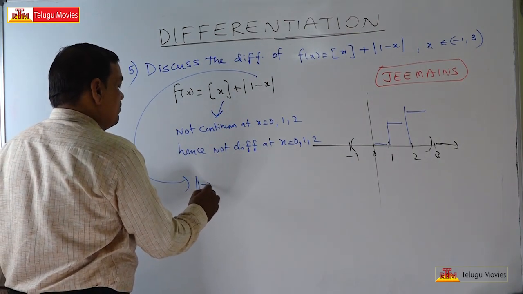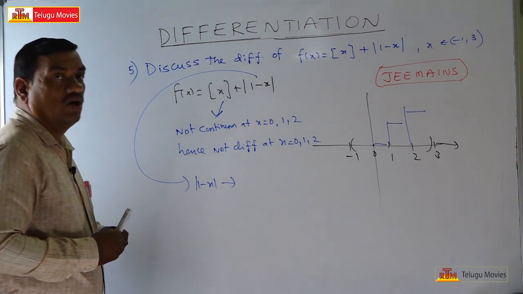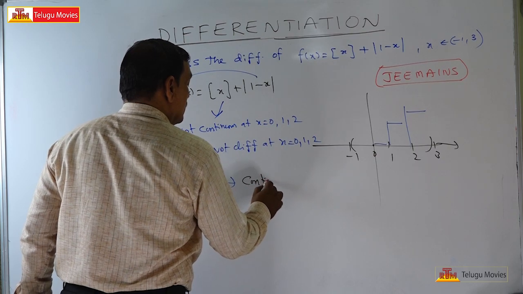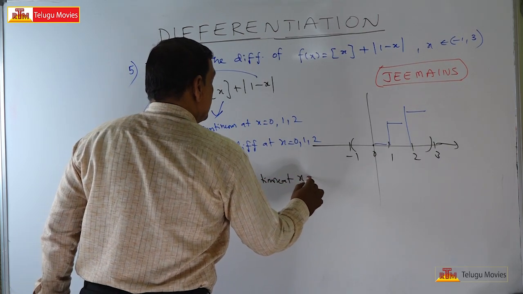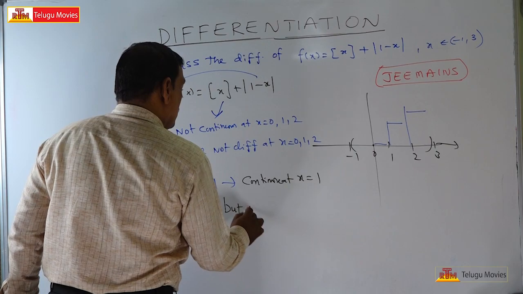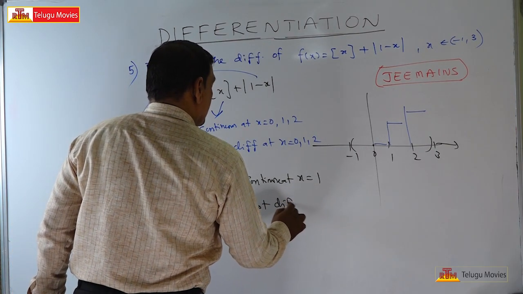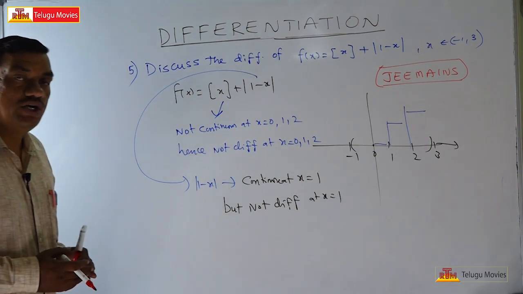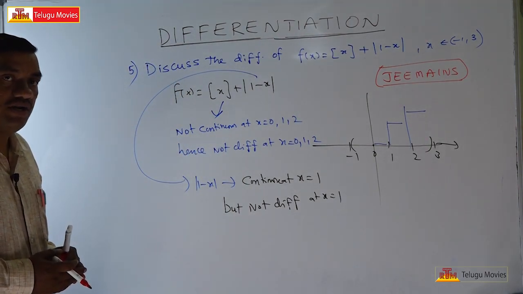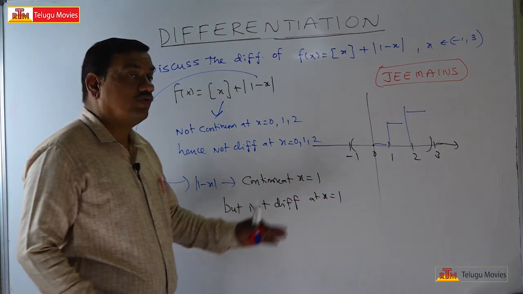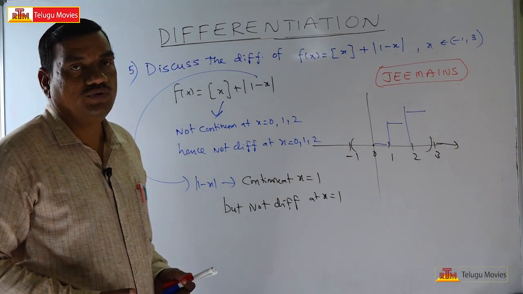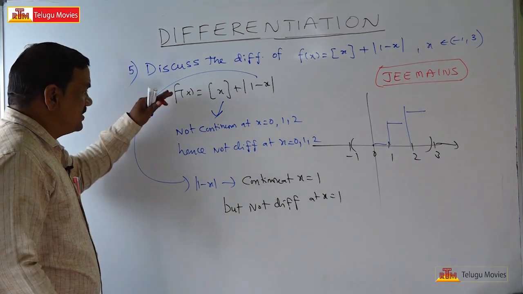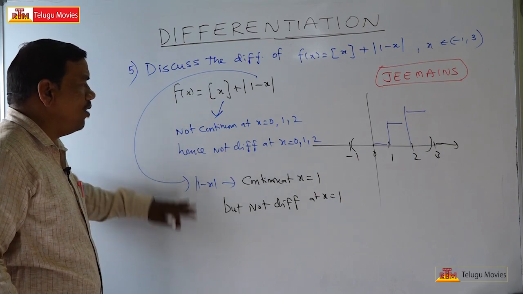|1 - x| is continuous at x = 1, but not differentiable at x = 1. It is continuous at x = 1, but not differentiable. Why? Because at x = 1, you will get a sharp edge. Now, coming to this combination.